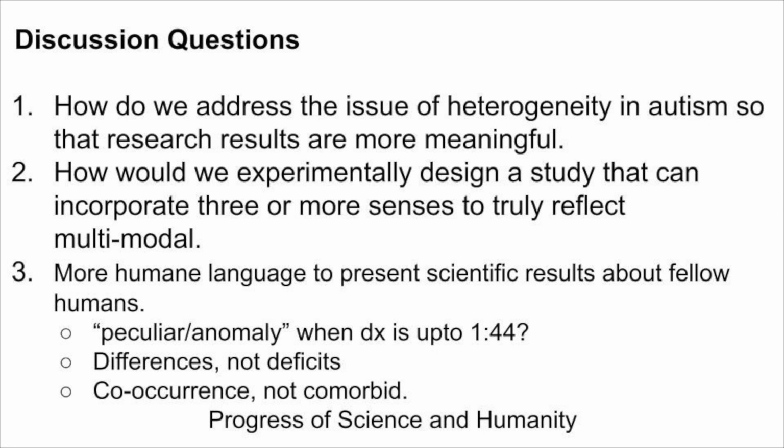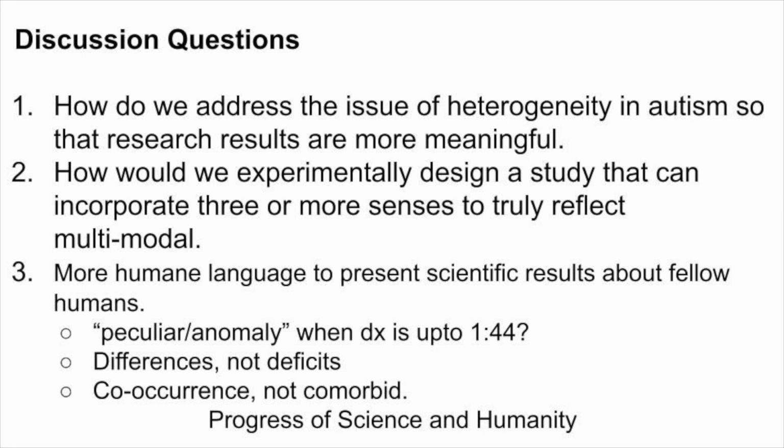Discussion questions. First is addressing heterogeneity in autism and going from behavioral diagnosis to physiological. From a social perspective, larger group means more advocacy power. But I feel research solutions apply to the testable few. Then it's how to design a sensory study that really looks at 3 or more modalities.